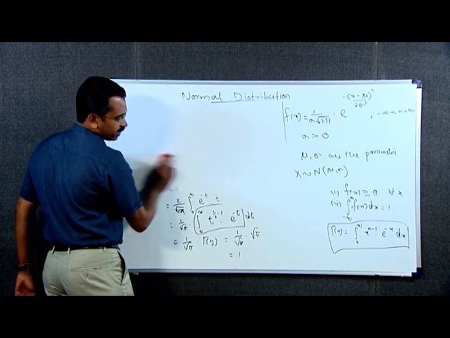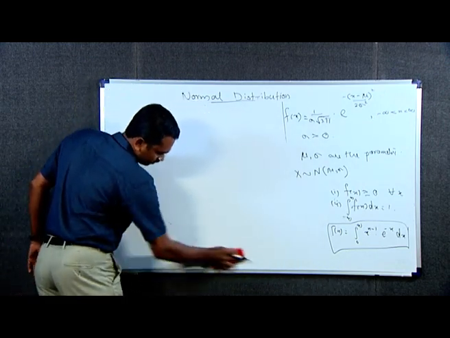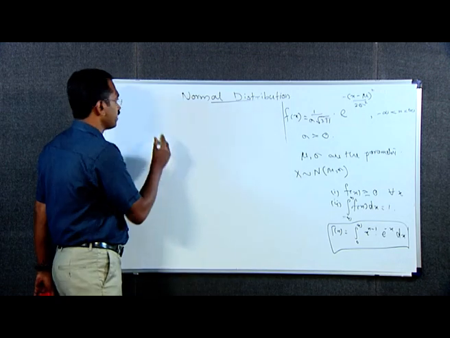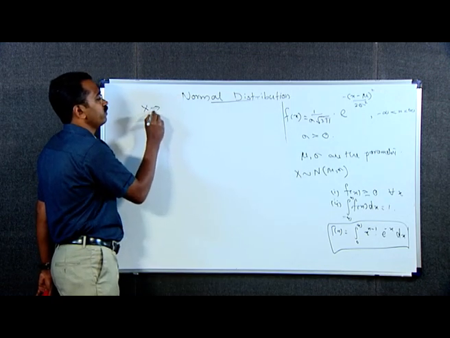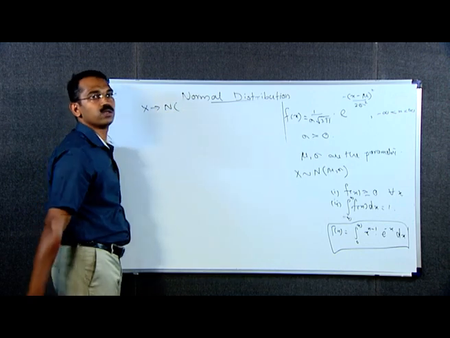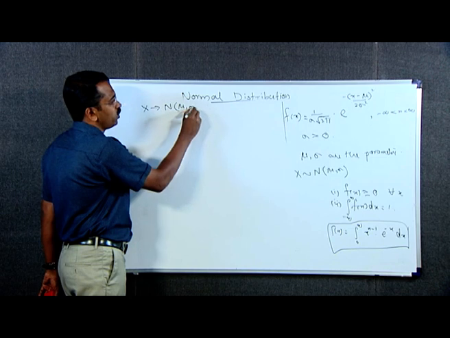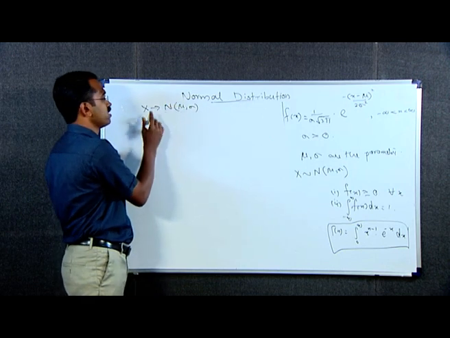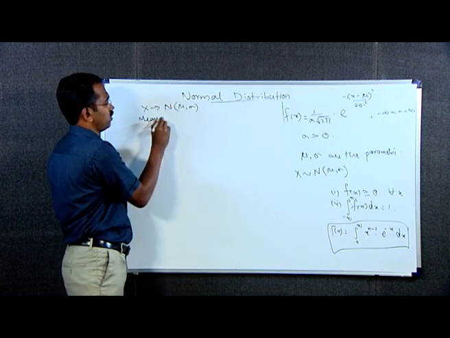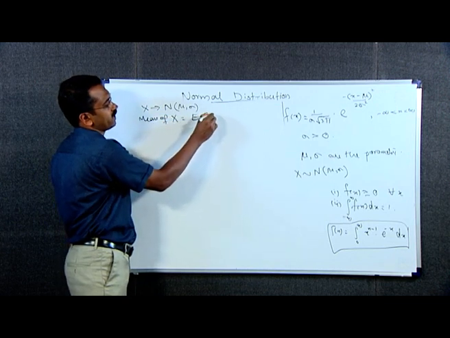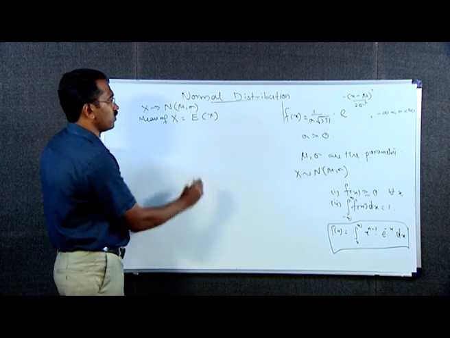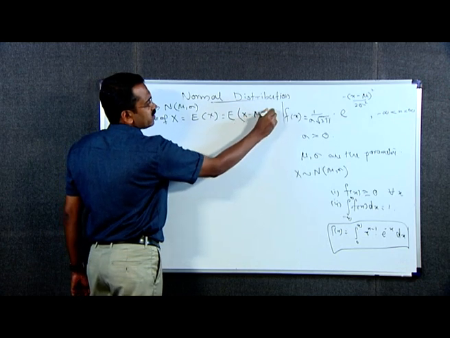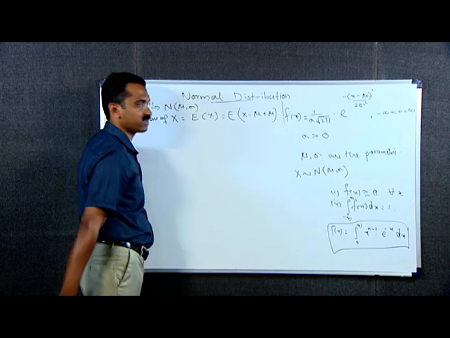Now we have to find the arithmetic mean of the normal distribution. Assume that x is a random variable having the normal distribution with parameters mu and sigma. The arithmetic mean, simply the mean of x, is equal to expectation of x, which is equal to, we write expectation of x minus mu plus mu. We just add mu and subtract the same from x.